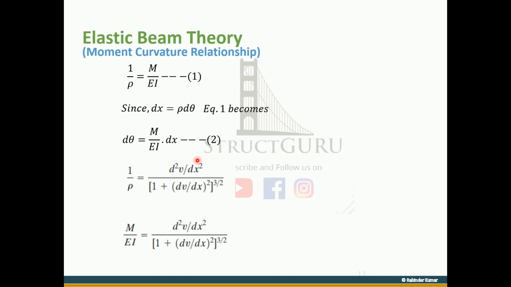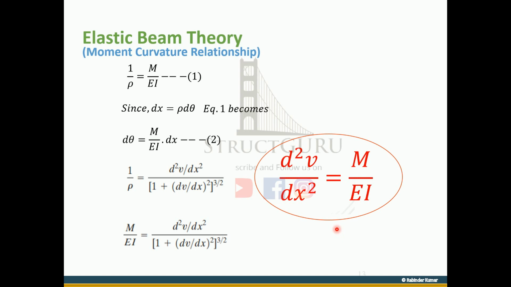From the knowledge of calculus, this term 1 over rho actually represents the curvature. By putting 1 over rho equal to M over EI in this equation, the expression looks like this, and we know that in this expression dv over dx represents the slope. Normally the value of slope is very small, and if you square a very small value, it becomes even smaller. So that's why this term is taken as 0, and the remaining expression gives you the governing equation for a beam, which will help you to calculate the deflections and slope in indeterminate sections.